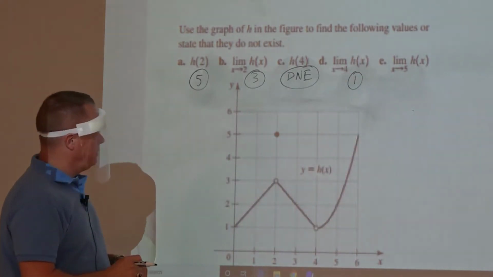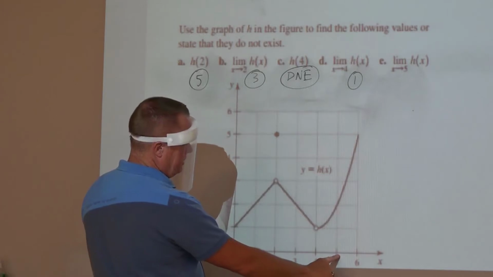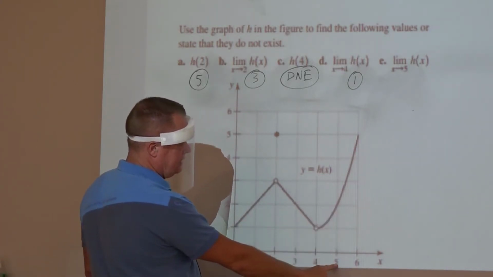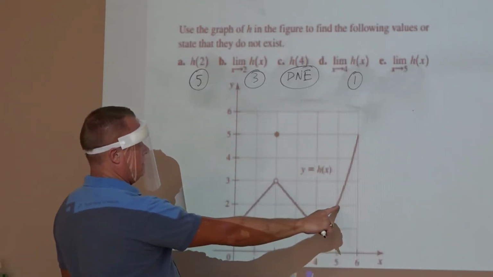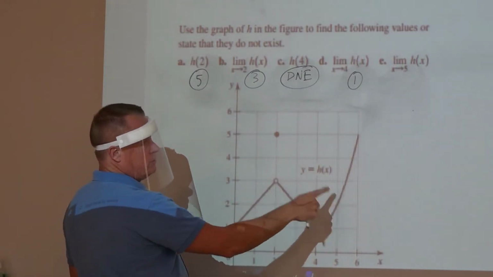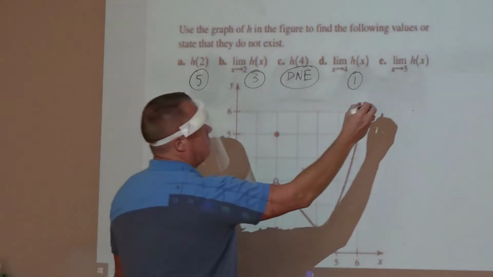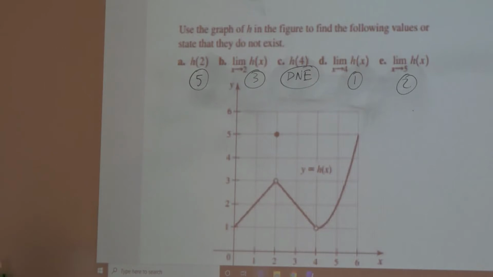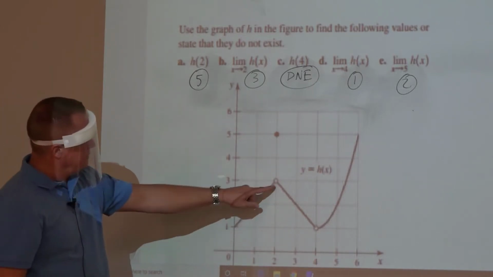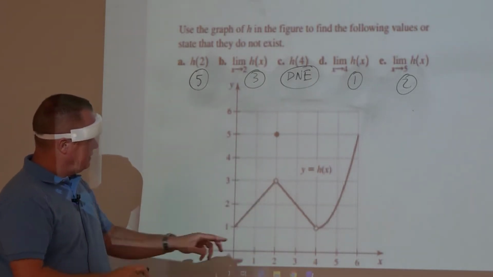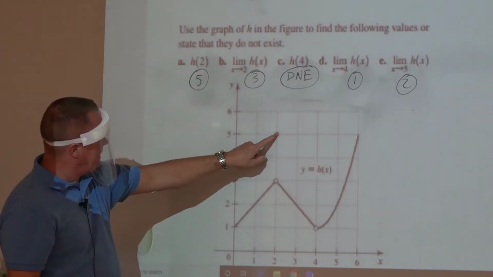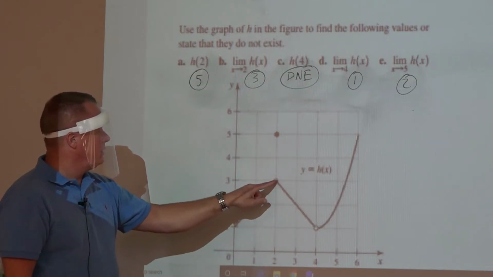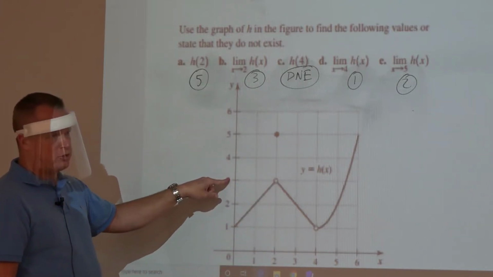The limit as x approaches 5. 5 is right here. Notice it is defined there. So if it's defined there, what is y getting close to at 5? Just getting close to 2. It is 2, right? Questions about that? Now again, this is a big thing to remember: h of 2 is 5, but the limit as x approaches 2 is actually 3. That's what you've got to keep straight with limits.